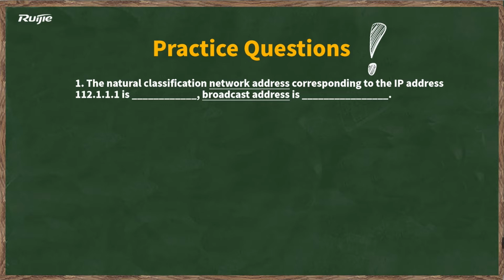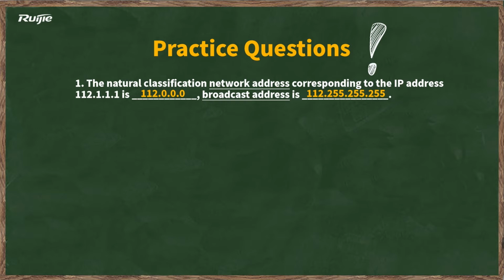Before we talk about the details, let's see the practice questions on the IP principle. The first one: for the IP address 112.1.1.1, what is the natural classification network address, and what is the broadcast address? The correct answer: the network address is 112.0.0.0, and the broadcast address is 112.255.255.255. So how do we calculate these two addresses?